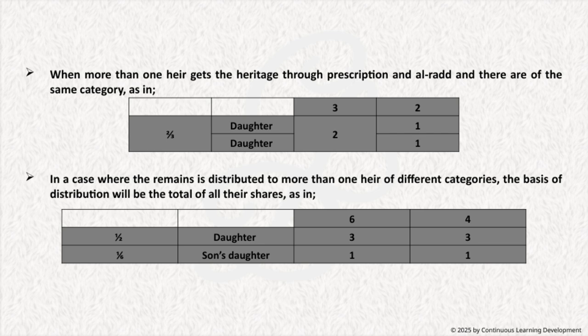Now, in cases where the remains are to be distributed to heirs from different categories, the approach is a bit different. Here, we first determine the total of all their shares, regardless of their categories, and then distribute the inheritance based on this combined total. Understanding these principles is key to ensuring proper and just distribution according to Islamic inheritance laws. It also highlights how the categories and shares interact, emphasizing the importance of careful calculation in each scenario.